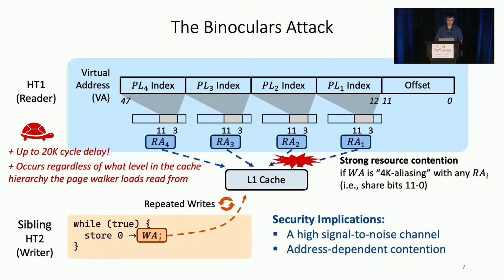This surprising behavior has two security implications. First, we can build a channel with a high signal-to-noise ratio because this delay is so obvious. Second, the contention is address-dependent. Therefore, we can use it to monitor victim memory access patterns. To exploit this behavior, we built two attack primitives depending on whether the attacker is on the reader or the writer thread.